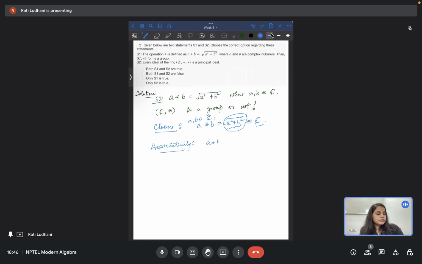A star B star C. So first take this, then you will get root of A square plus B square, star C. Then again you apply this operation, you will get root of A square plus B square, root of this square plus C square, right? And root and square will make it A square plus B square plus C square.